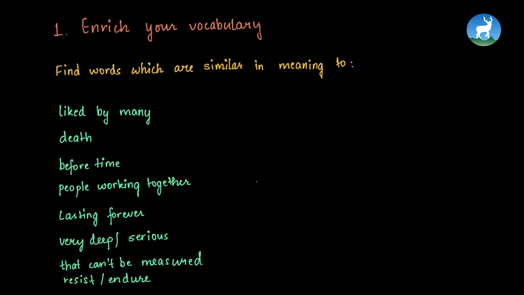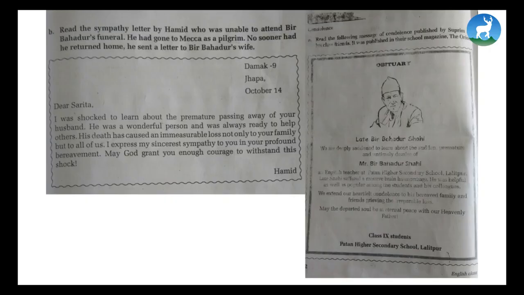So first, let's go through the obituary and the sympathy letter and list the key words, and then we will match them with the question. So let's begin. So this is the obituary and this is the sympathy letter. Now let's find some keywords and then we'll try to relate it with the ones in our question.